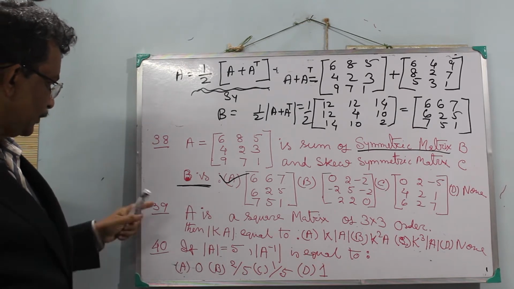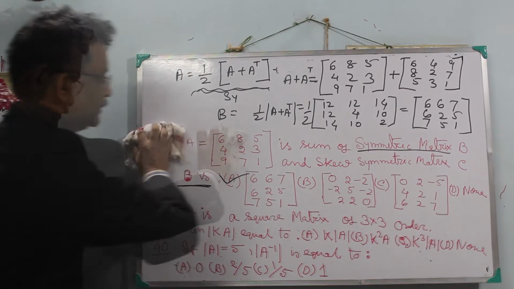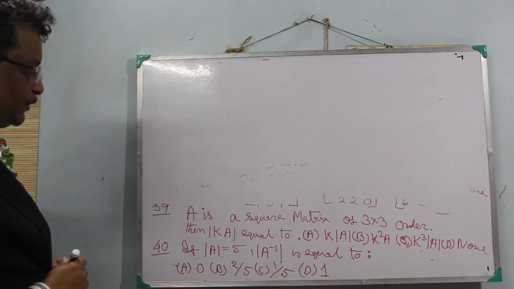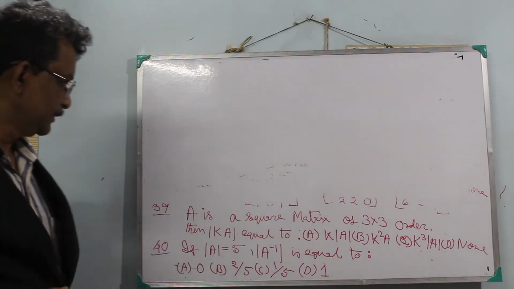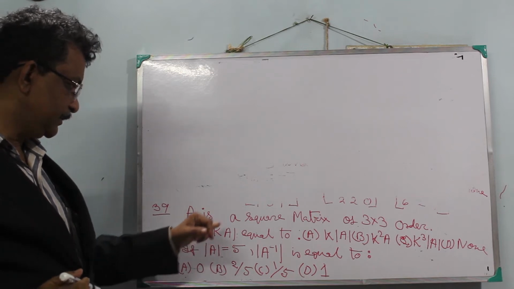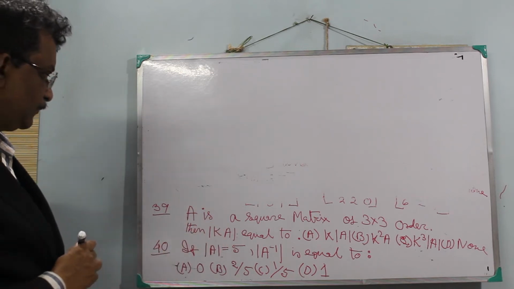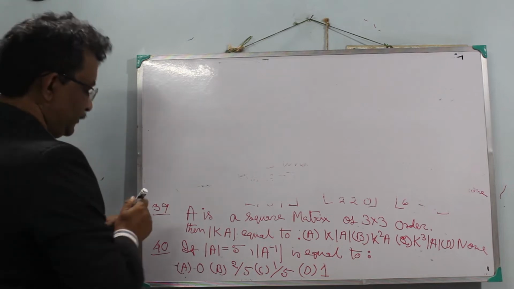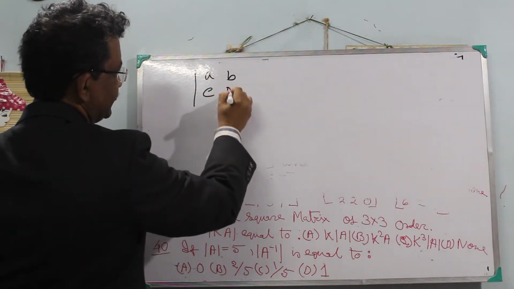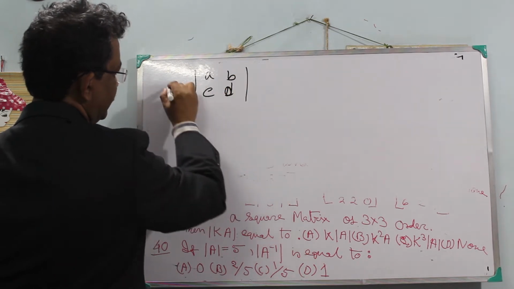The next two problems are very easy problems. 39 says A is a square matrix of order 3 by 3, and we need the determinant of kA. For a matrix, suppose a matrix A with entries a, b, c, d.